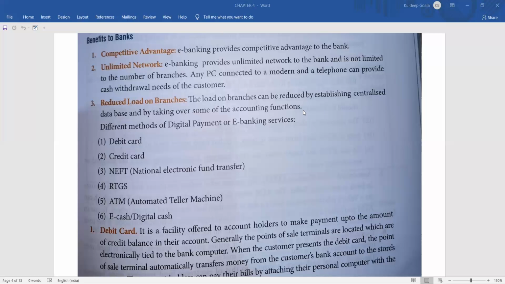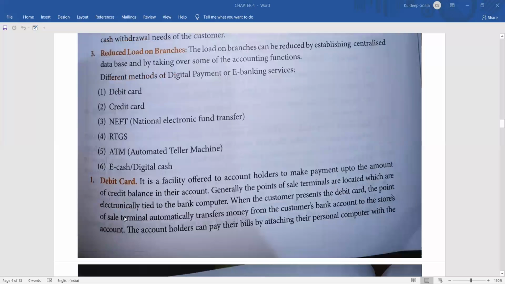It is stating that with the use of e-banking, the load on the bank branches has reduced a lot. There are many facilities which you can use to reduce the load on the branch. If you use a debit card, then you need not visit the bank. Credit card will help you do the same. NEFT will do the same. RTGS will help you do the same. ATM, e-cash, digital cash will help the customer avoid going to the bank, whether they do it from home or from their workplaces. So let's see how we are going to get the benefit from these six. One by one, we'll start with the debit card.